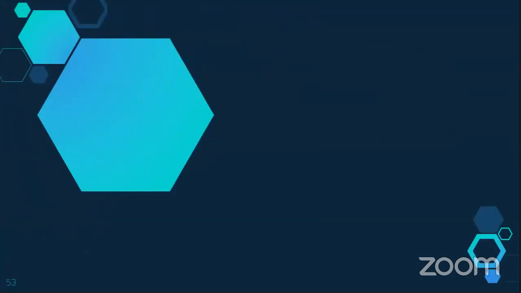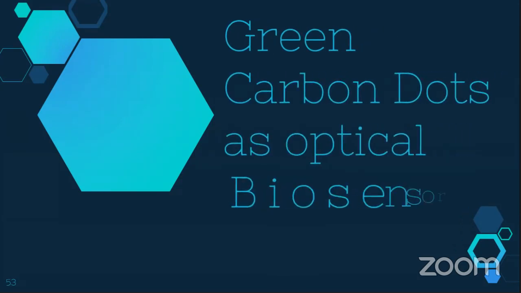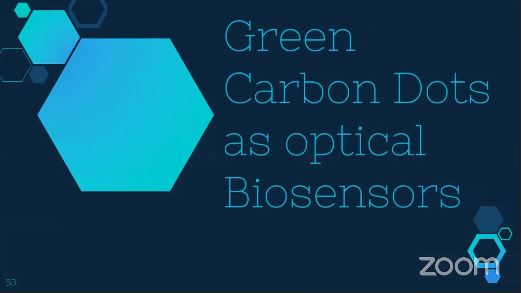Then we move to now earlier we used citric acid as a source for making a biosensor, for making carbon dots. But what we did, we further moved on and tried to use a greener source to make the carbon dots so that no kind of toxicity level comes from any place. So what we used here was green carbon dot as an optical biosensor.